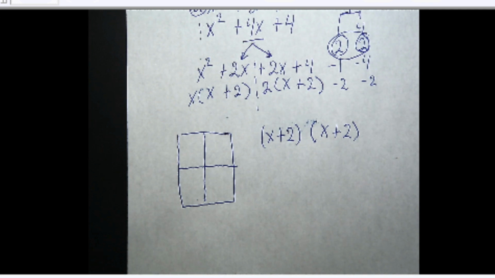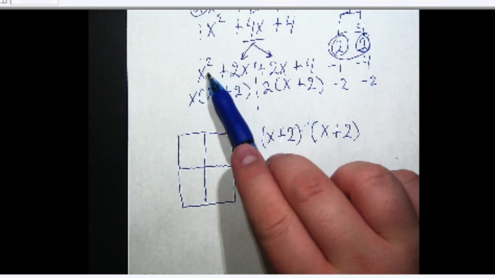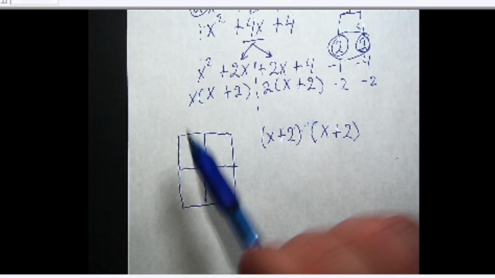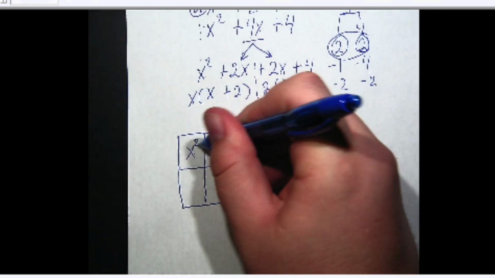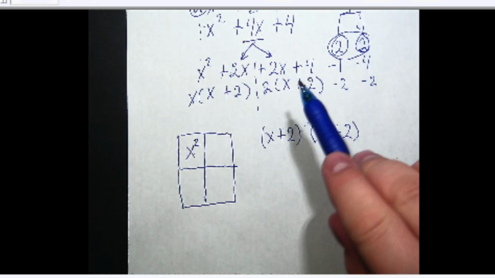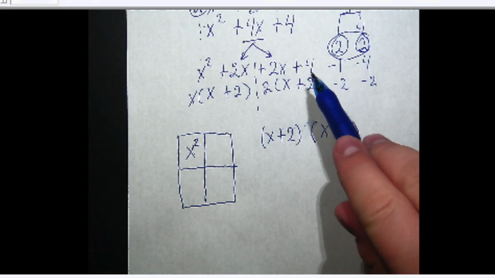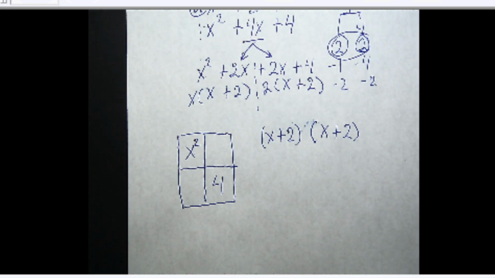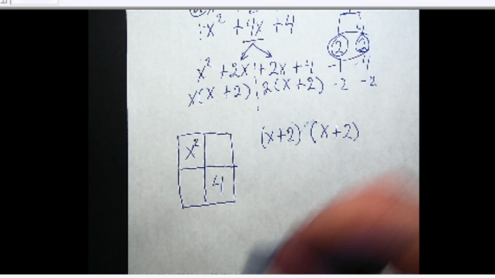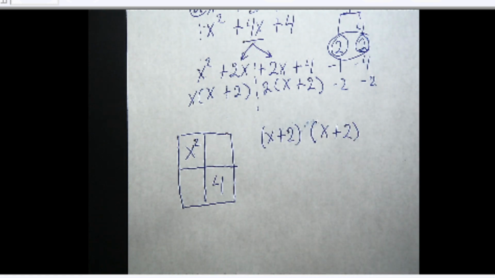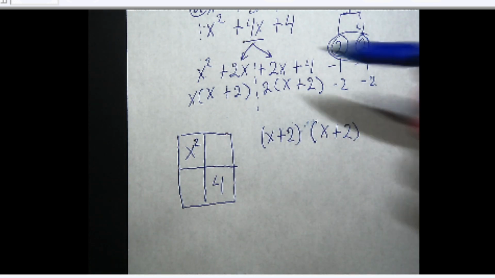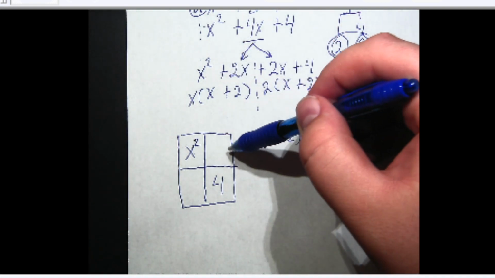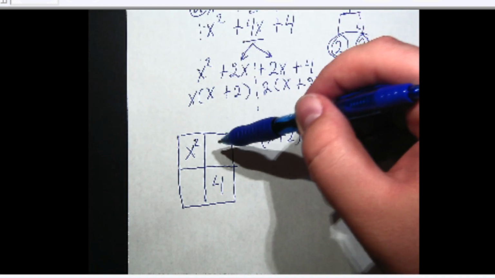So here's how it goes. The first term, in this case x squared, goes in the first box. The last term, in this case 4, goes in the last box. Then the 2 in the middle, it doesn't really matter which of the other 2 boxes we put them into. I usually take this one and put it here though. So 2x is going to go here.